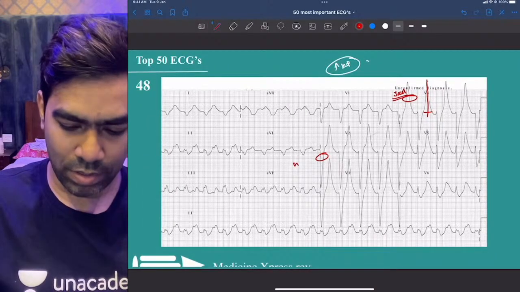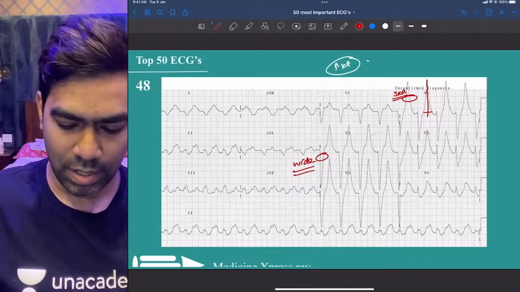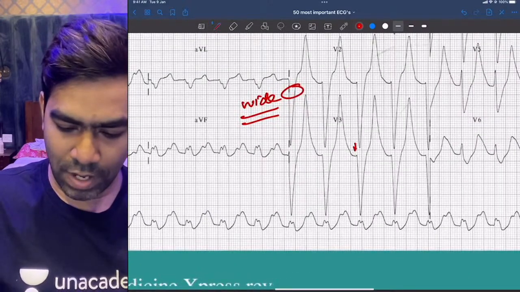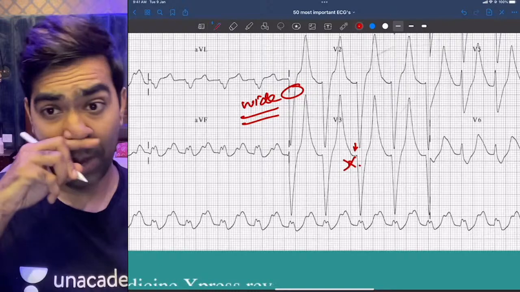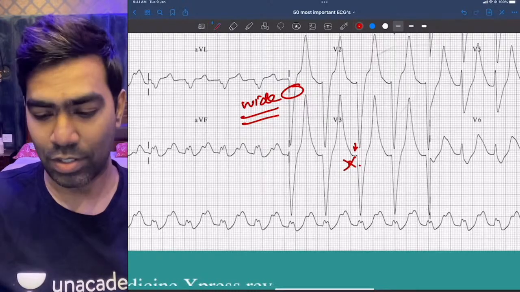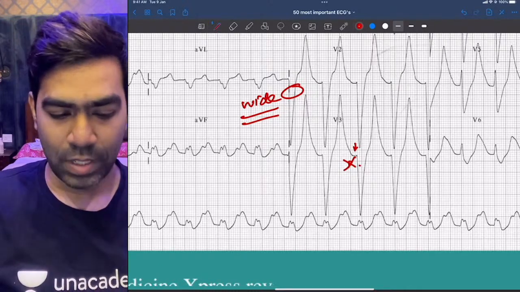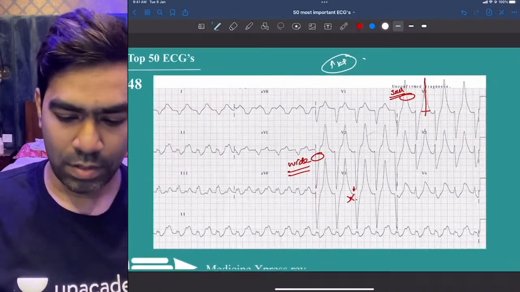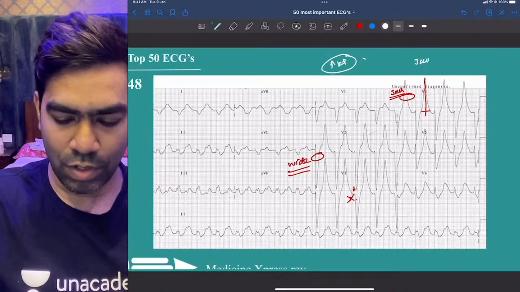One is wide QRS. Patients will start getting wide QRS, and patients may have absent P waves. So look at the P waves. Where are the P waves here? There are no P waves. Absent P waves. Wide QRS complexes. Tall, tented, symmetric T waves. So these are all suggestive of hyperkalemia.